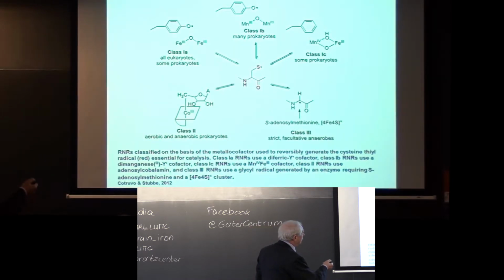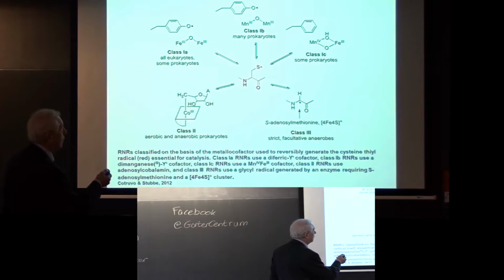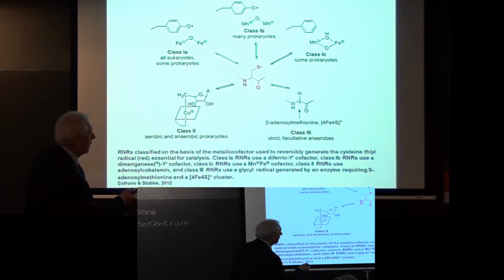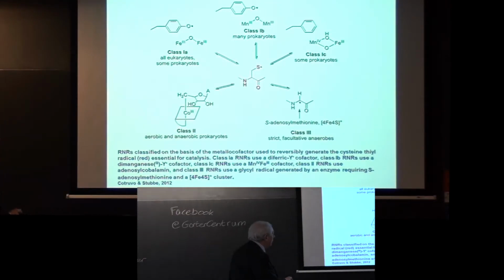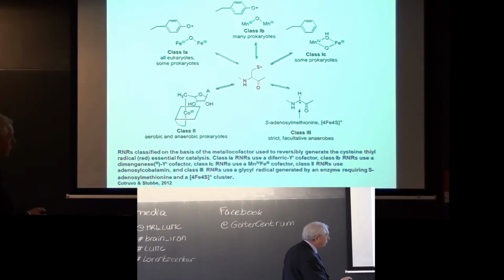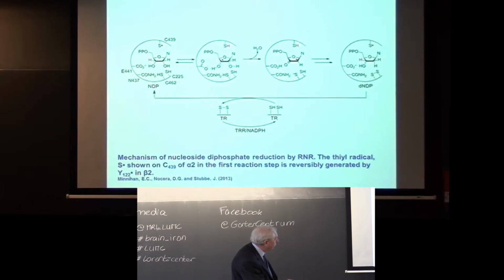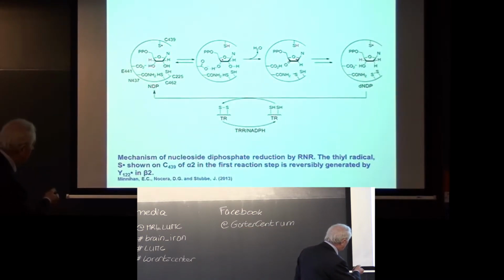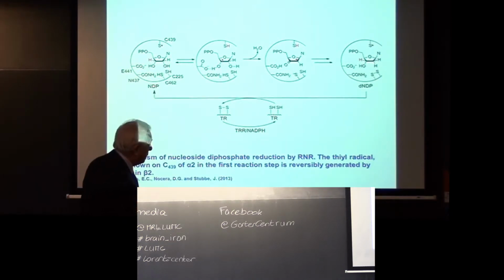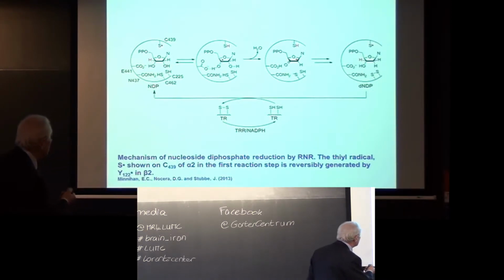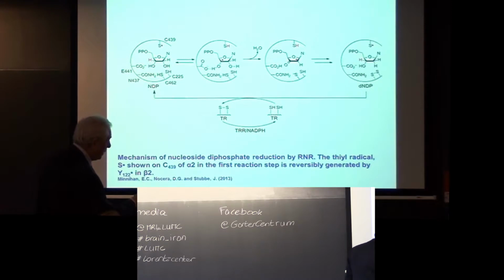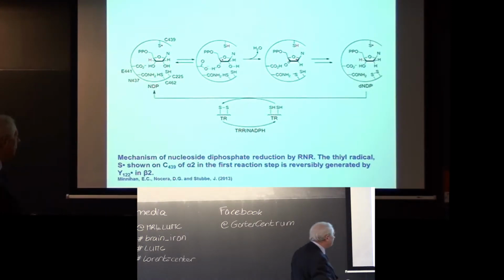A di-iron center and a tyrosine radical, a manganese center and tyrosine radical, and then a few prokaryotes, a manganese-iron center and tyrosine. Class 2 is the cobalamin, class 3 is adenosine and an iron-sulfur cluster. They all make this glycyl radical, and this enables you to do this reaction, which involves taking a ribonucleotide to the deoxyribonucleotide, using this thiol radical here, and then you use a disulfide, a double dithiol, to equip that with that.